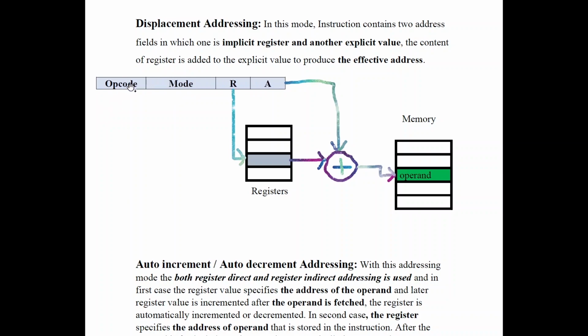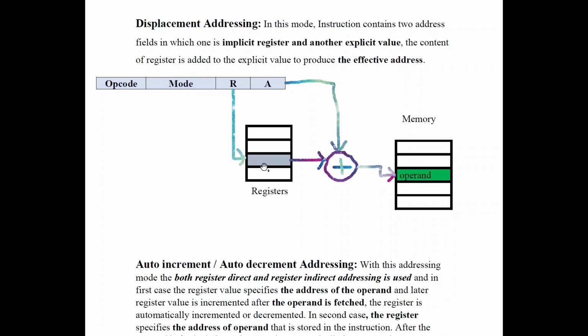Here we have opcode, mode, R and A, where R is specifying a register. It is specifying a register where we have some address or some value, and then again A, where we have the explicit value, and all we are adding these together.